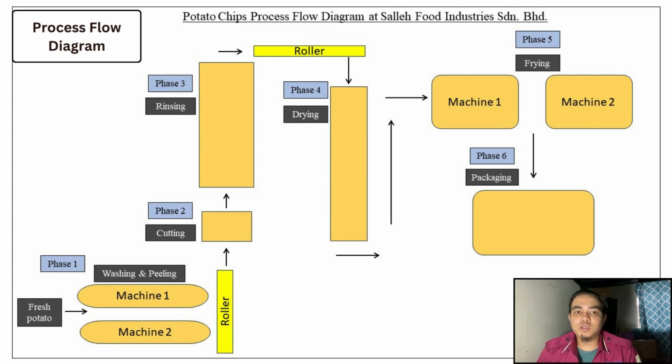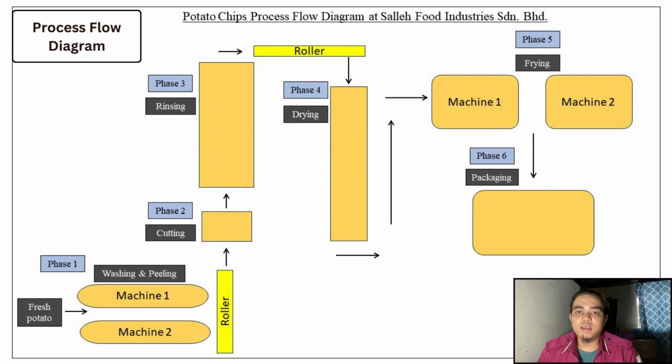And then the potato will be submerged into the rinse machine, where water jets will spray the potatoes to clean and eliminate any remaining dirt on the surface of the potatoes. And then the rinsed potato slices are dried to eliminate surface moisture. The drying process is crucial to achieving crispy chips during frying.